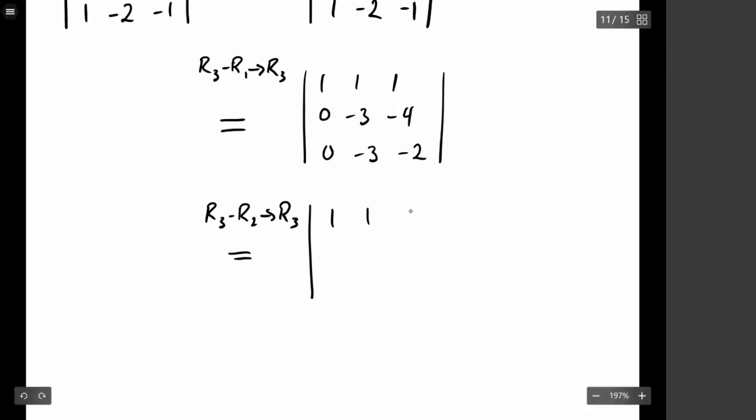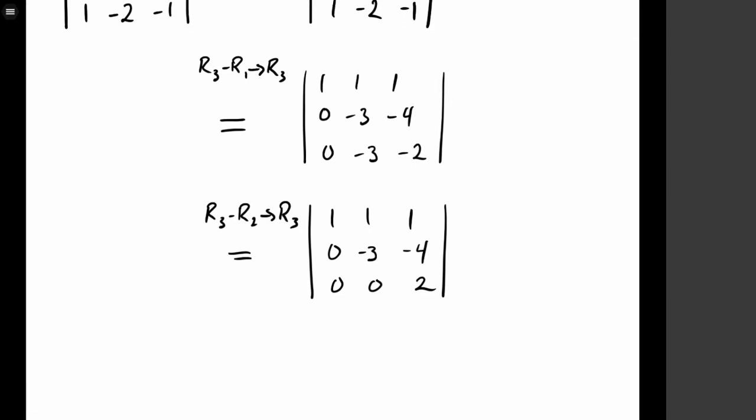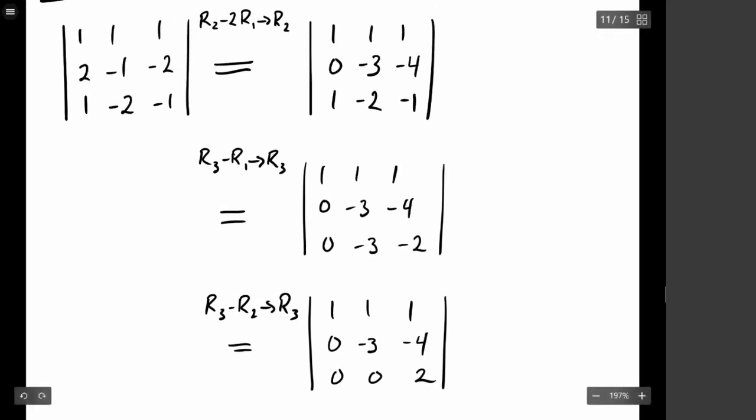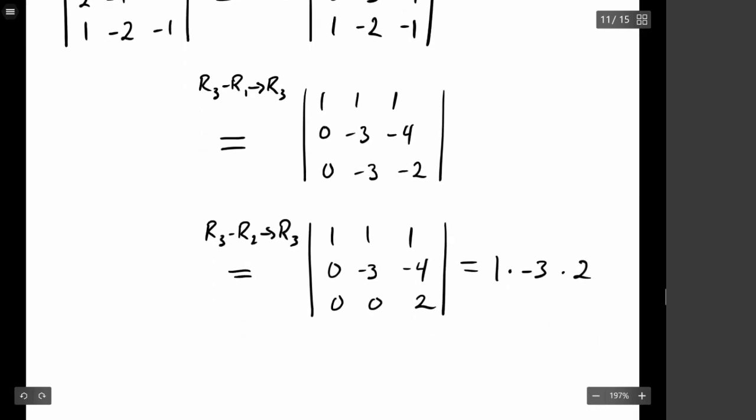So we get 1, 1, 1. 0, minus 3, minus 4. And then 0, 0, and this will be 2 down here. Now look at this. We have a triangular matrix. This one happens to be upper triangular. And since it's a triangular matrix, all we have to do is multiply the diagonals. So 1 times negative 3 times 2. So the determinant is negative 6.